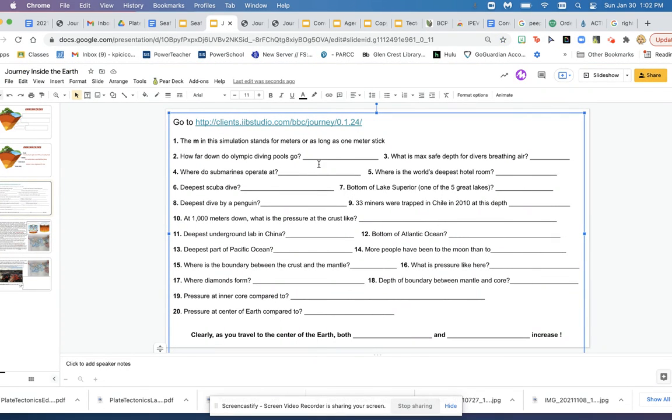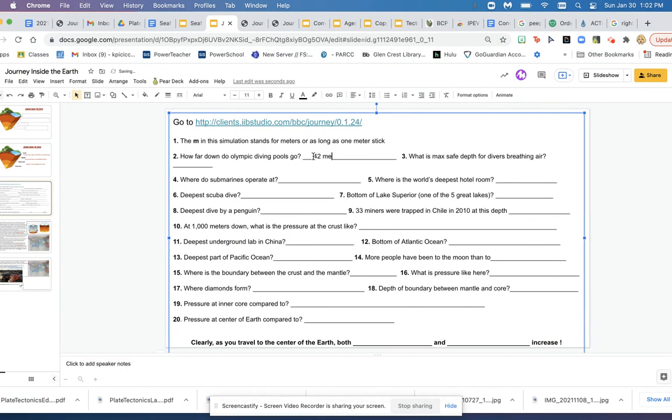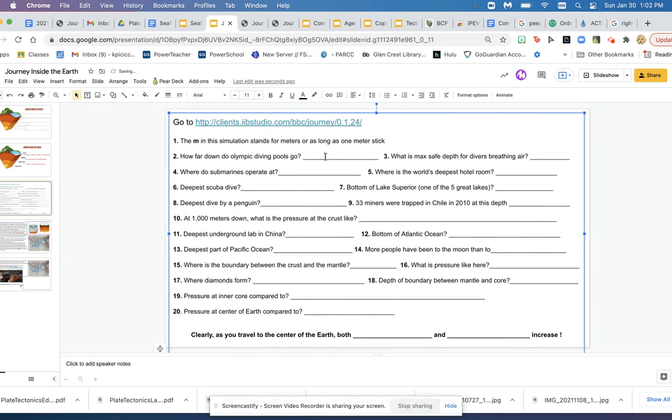So then what I'm going to do is go back to my screen and put 42 meters in. Or like I showed you before, just double click on the line so it highlights, and then write 42 meters. Okay, so you're going to do this whole sheet using that website.